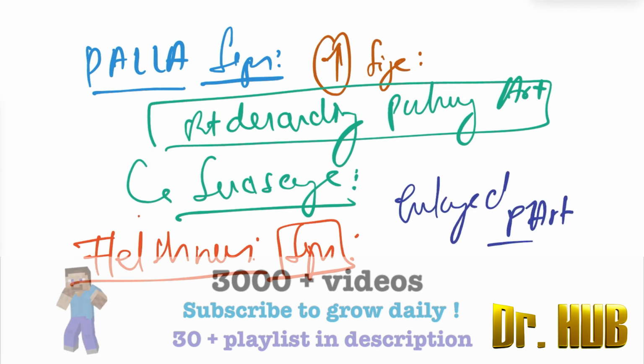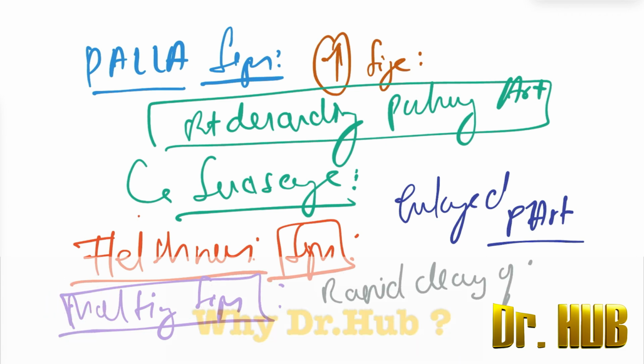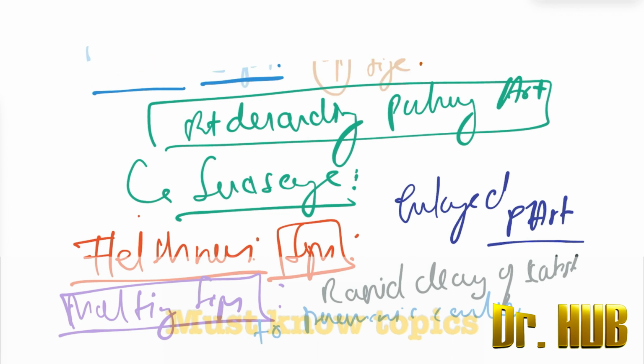Then we move on to something known as the melting sign. So what is this melting sign? A melting sign is an infarct which shows a rapid clearing, unlike the pneumonic consolidation.